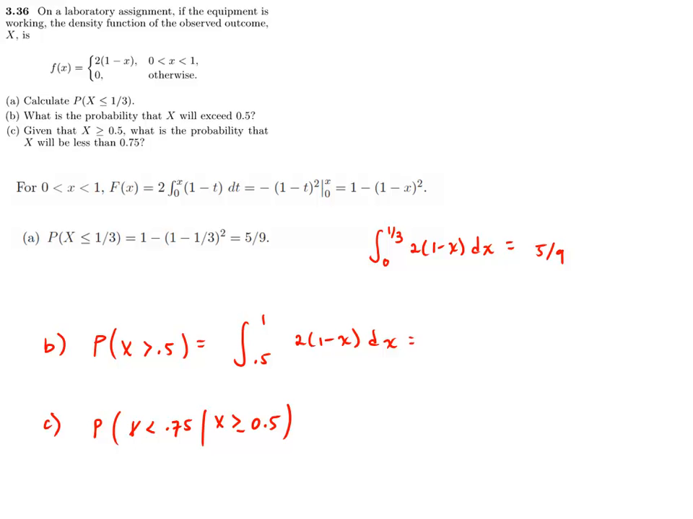Does that make sense? Because we are basically looking at the area under the curve. So if we were to solve this, this is going to be the probability of 0.5 less than x less than 0.75 divided by the probability of x greater or equal to 0.5. And this is 3/4.